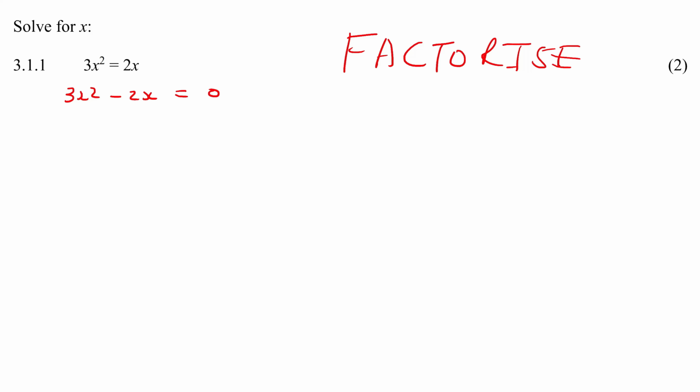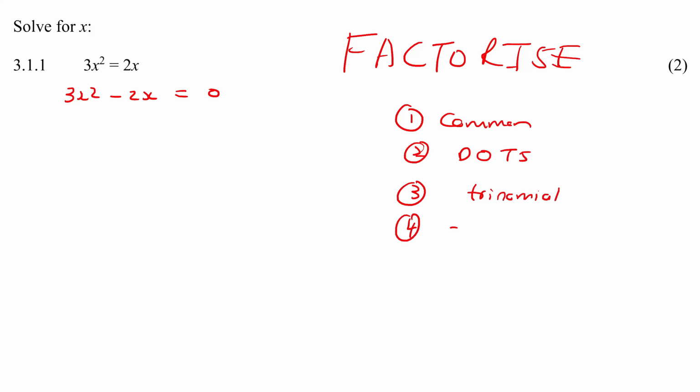So with factorizing, we know that there are 5 types. We can take out a common factor. We can do difference of 2 squares. We can do trinomial. We can do grouping. And we can do difference of cubes. So here we're just going to start with a common factor.